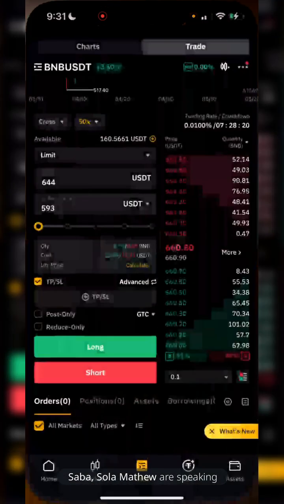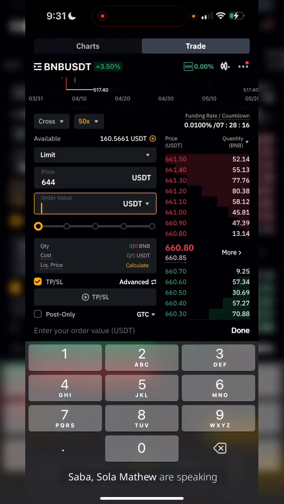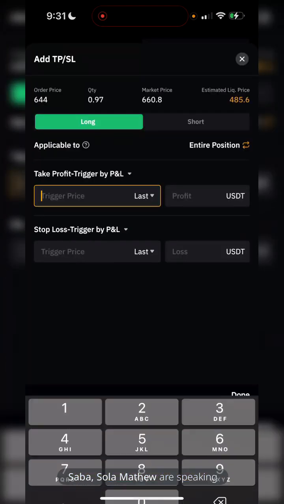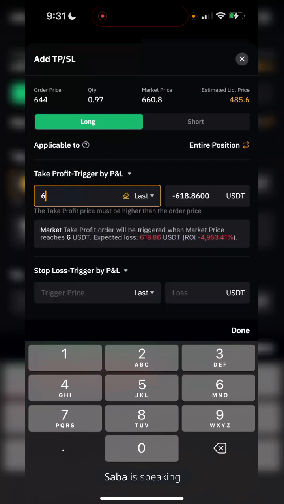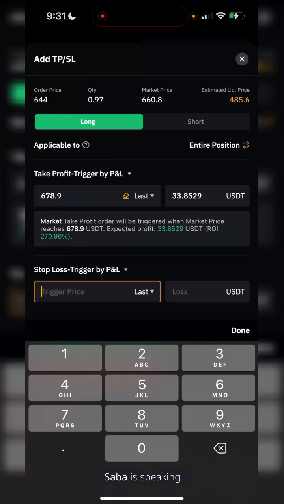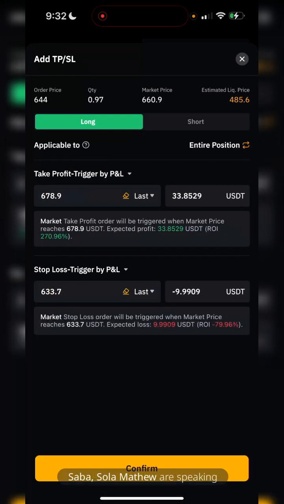Okay. Yes, so insert the 625 now on the order value. 625. And then let's go to the take profit. It will be the same, right? Yeah, the same stop loss. Take profit 678.9. And the stop loss 633.7. Yes. So you see, it's still almost. This is more accurate, because this one is 9.9. So it's almost 10.